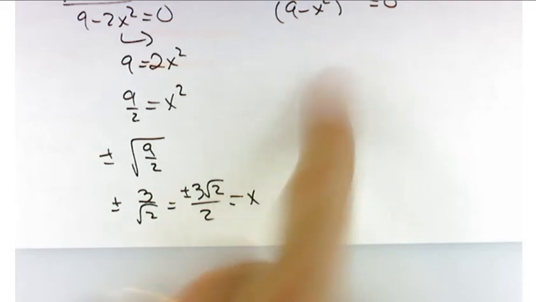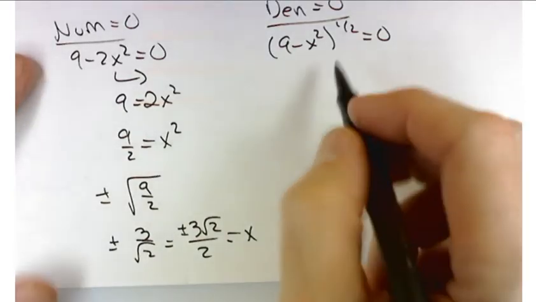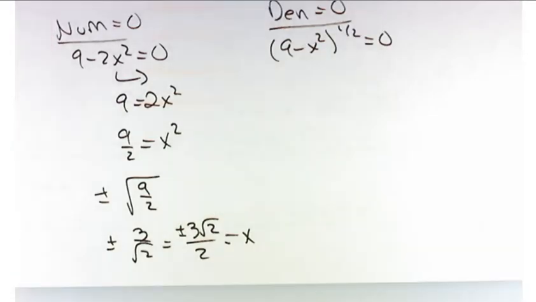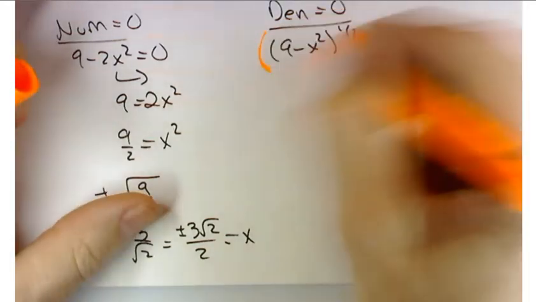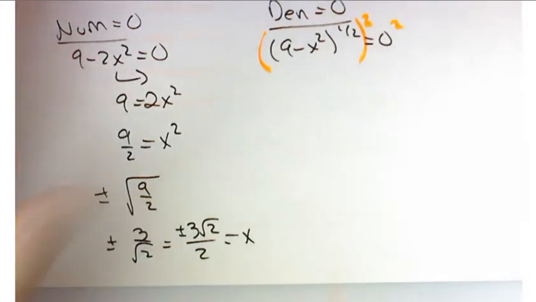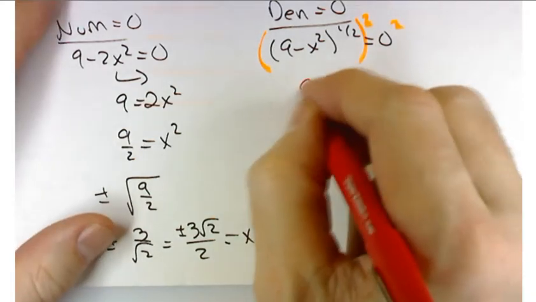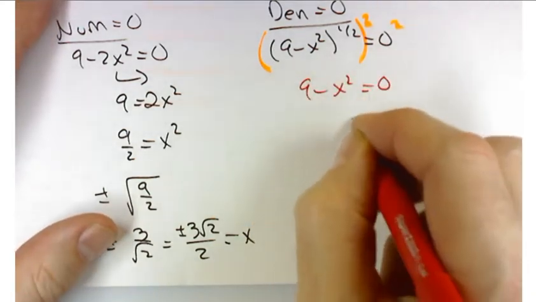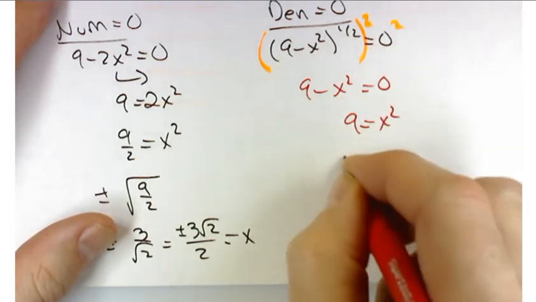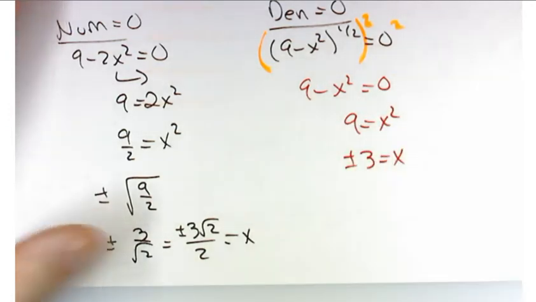For the denominator equals 0, well, the easiest thing to do here is get rid of the square root. Square both sides, get 9 minus x squared equals 0. Get plus or minus 3 equals x.